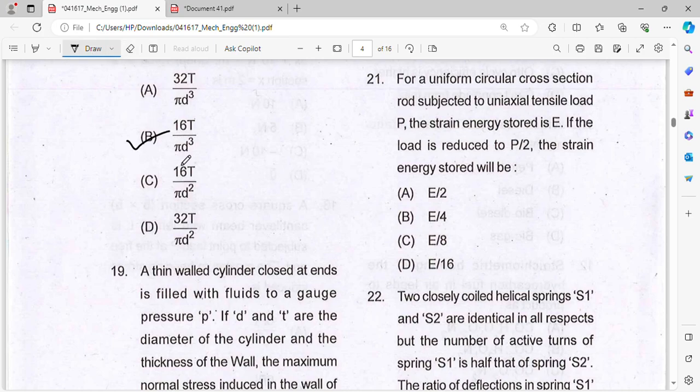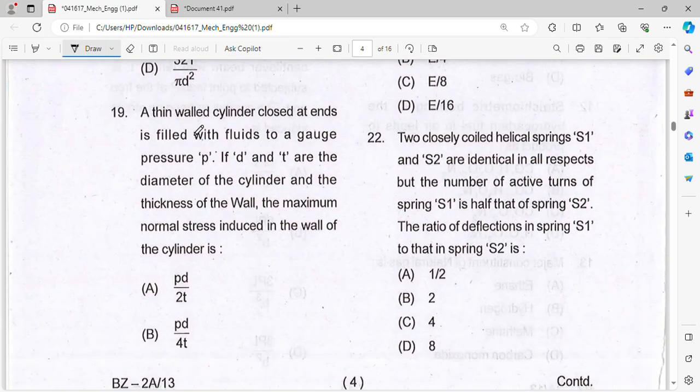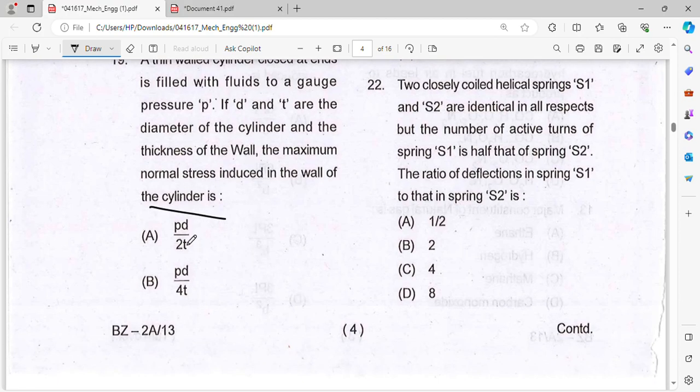Next question, question number 19: a thin-walled cylinder closed at the ends is filled with fluid to a gauge pressure P. If D and t are the diameter of the cylinder and the thickness of the wall, what is the maximum normal stress induced in the wall of the cylinder? So we are finding the maximum normal stress.